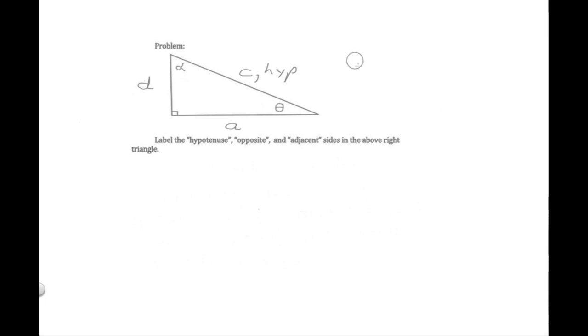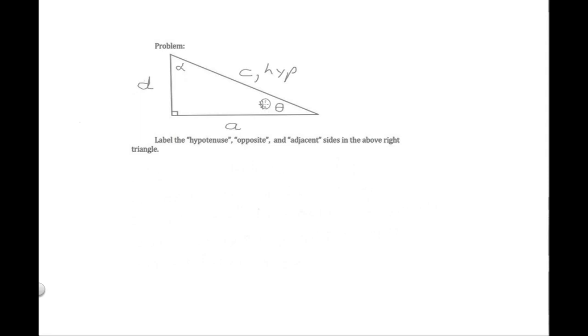Now, next, we have to determine which side we should label as opposite and which side we should label as adjacent. And the answer is, it depends. It depends on which angle we choose to focus on. That's the purpose of this problem. This problem is just designed to remind you that which leg is opposite and which leg is adjacent depends on which angle you choose to focus on.